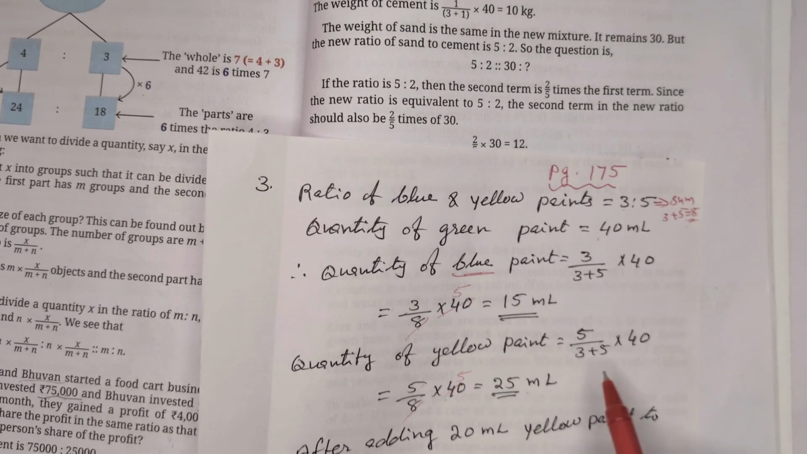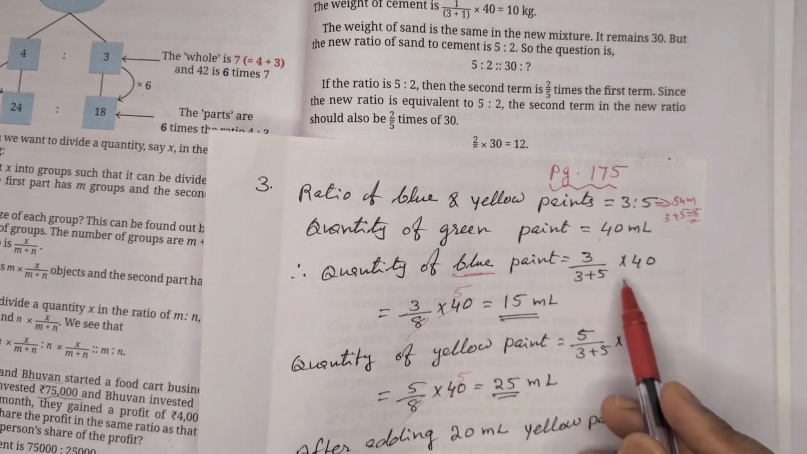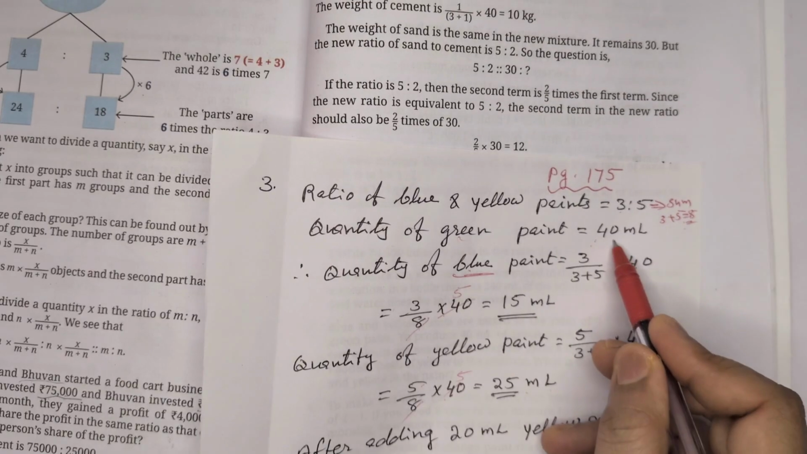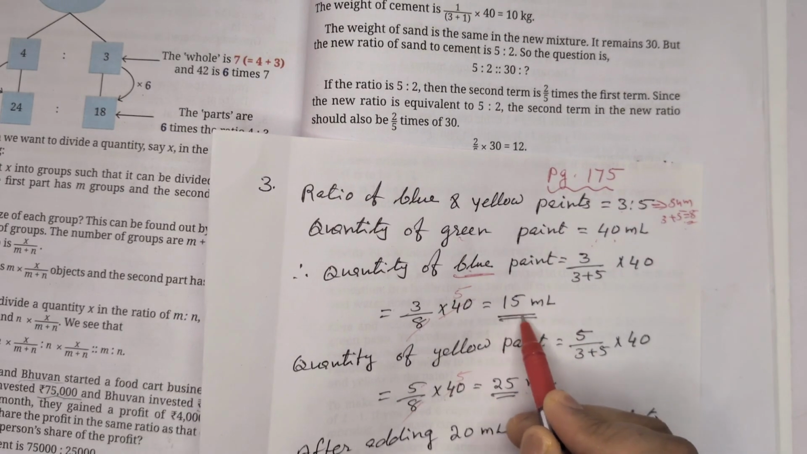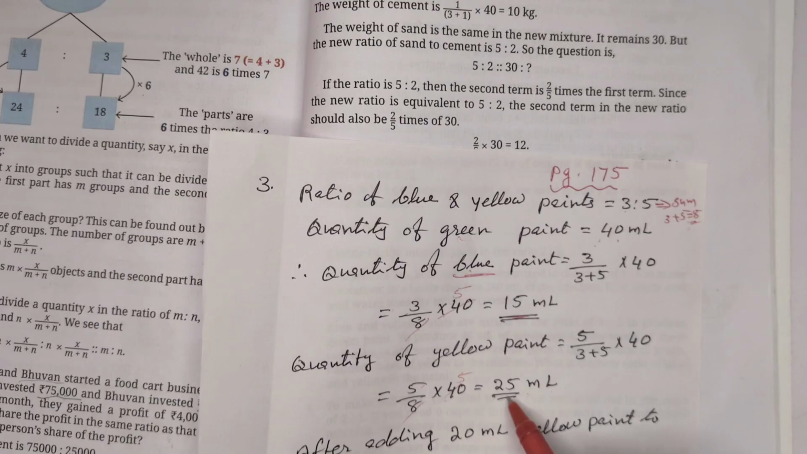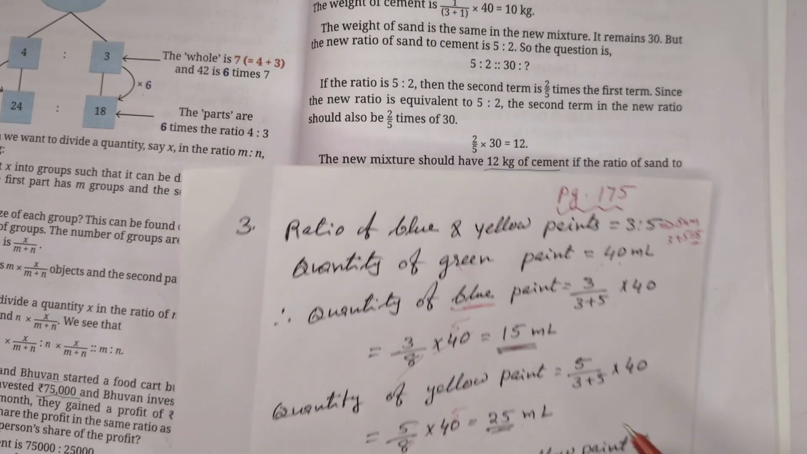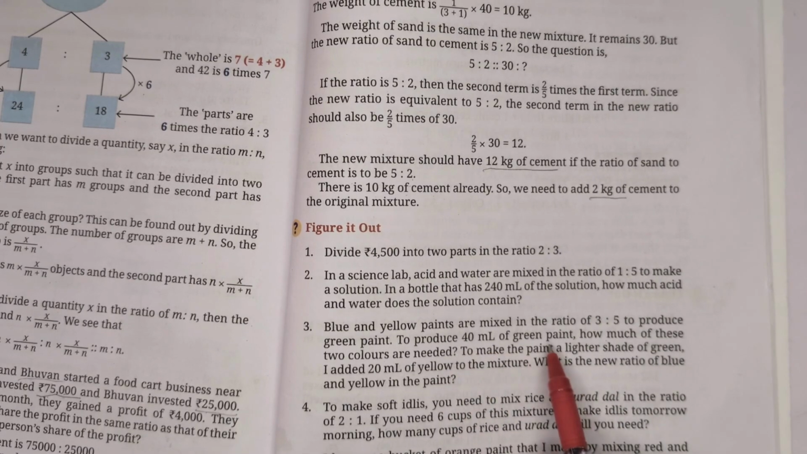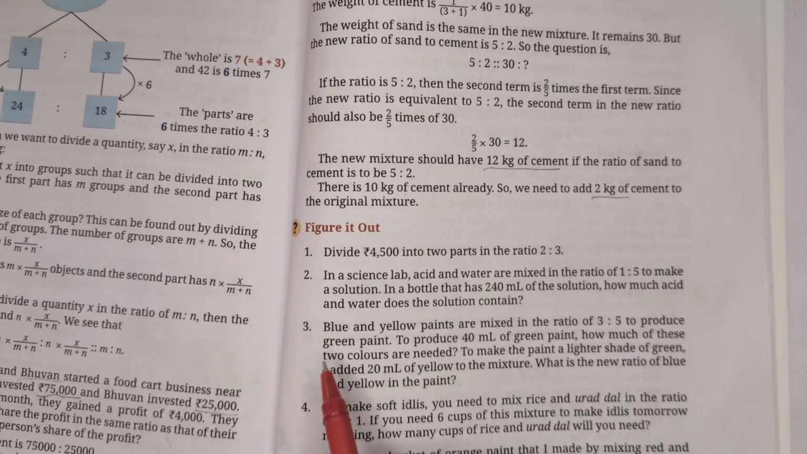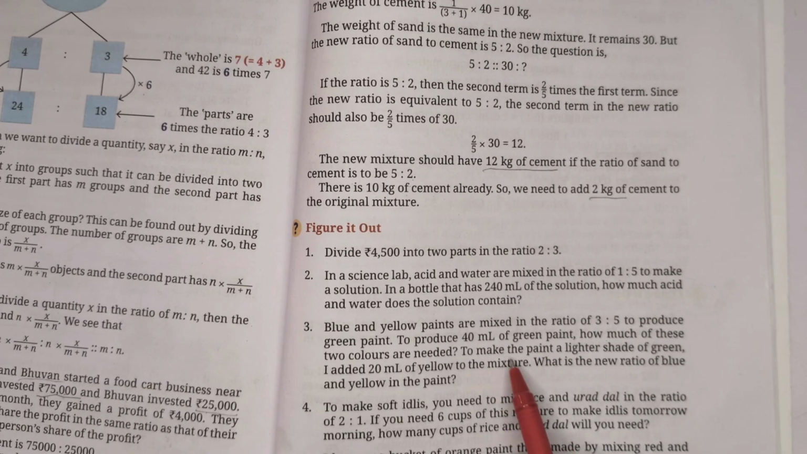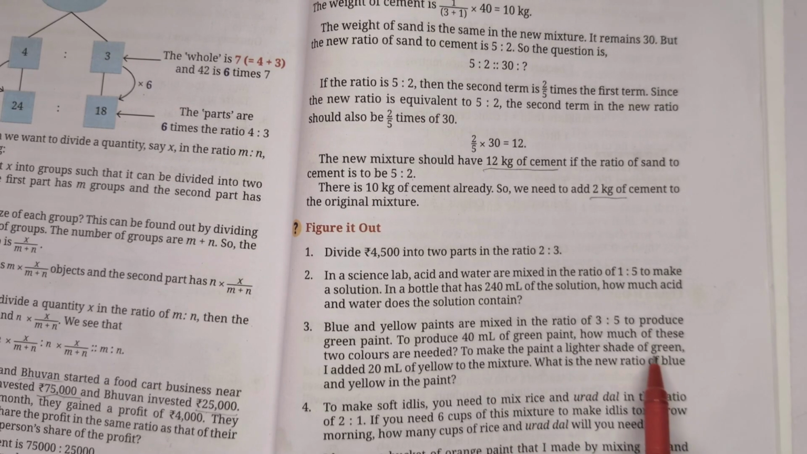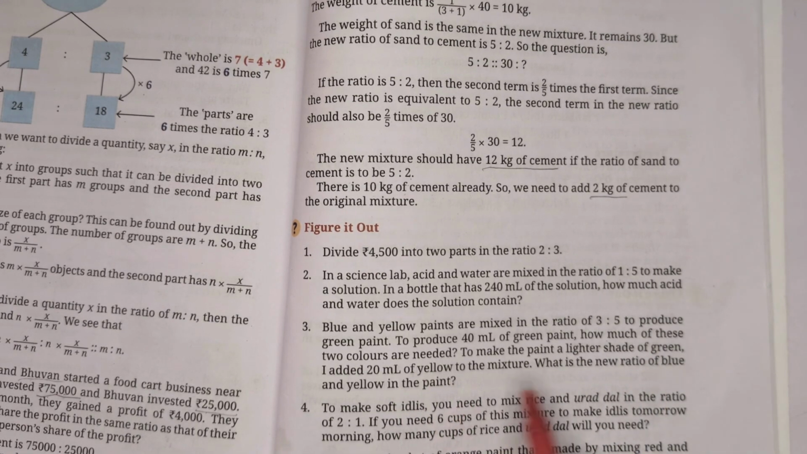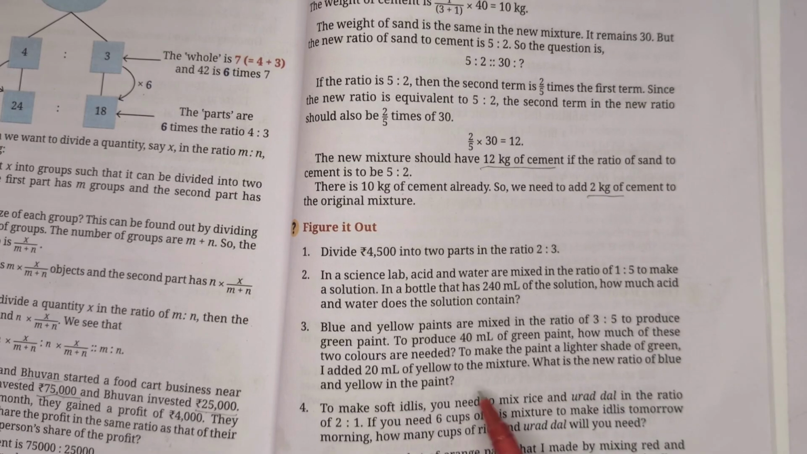So the first part of that question is how much blue and yellow paint there is in 40 ml of green paint. So 40 ml of green paint contains 15 ml blue color and 25 ml yellow color. Then the next part: to make the paint a lighter shade of green, light green, I added 20 ml yellow to the mixture. What is the new ratio of blue and yellow in the mixture?